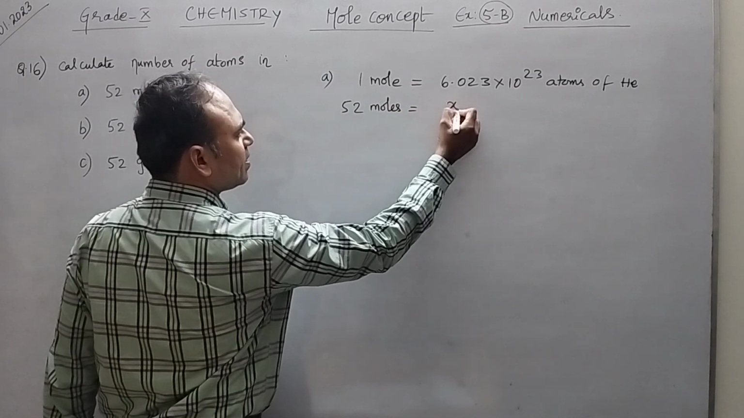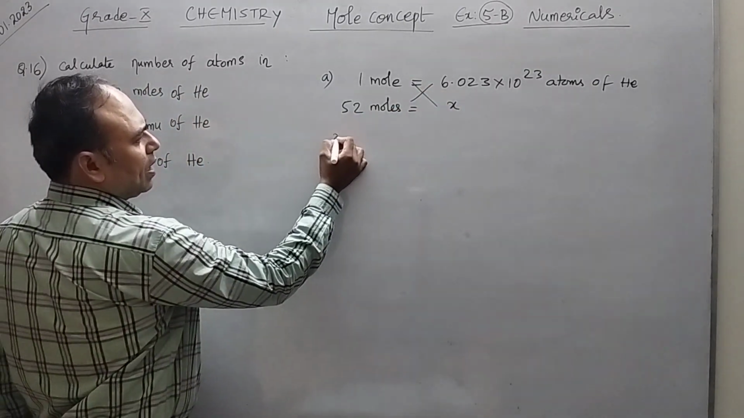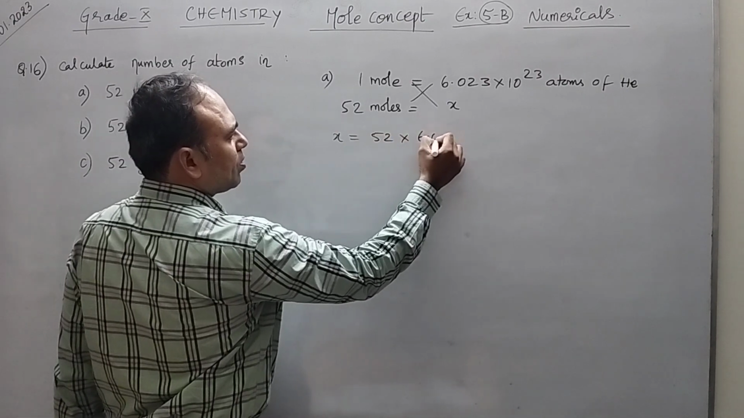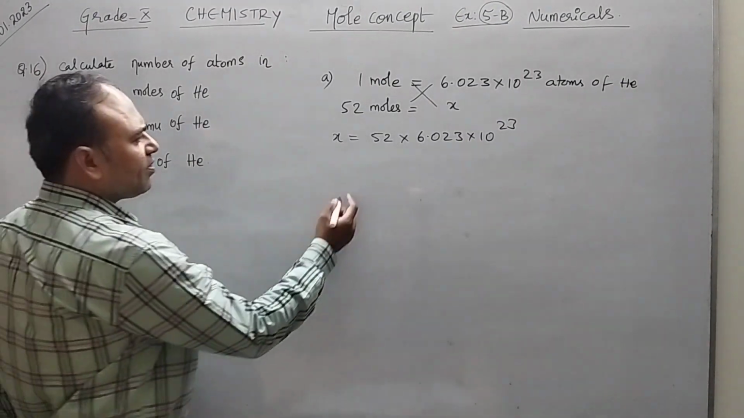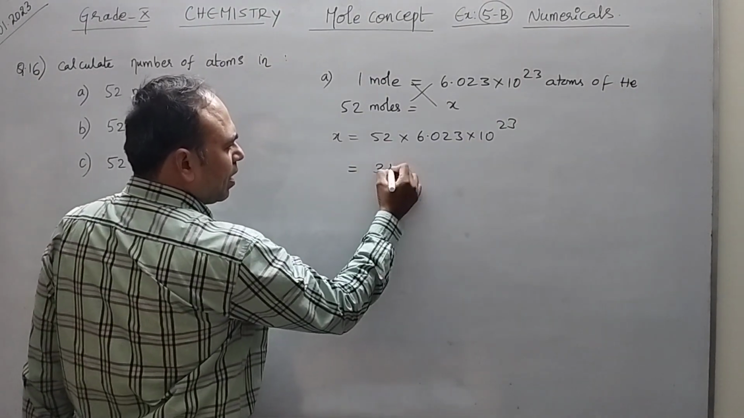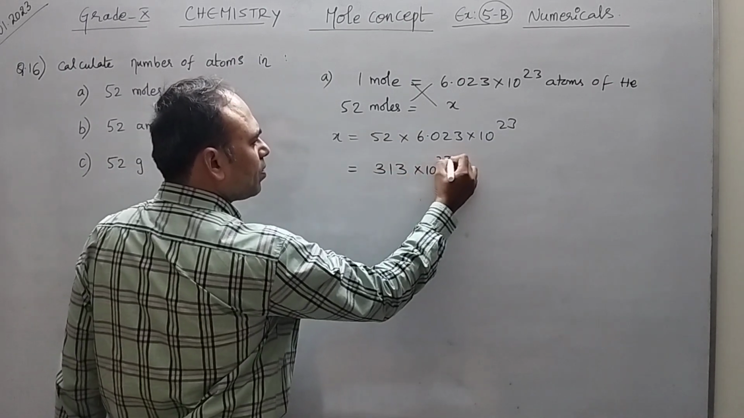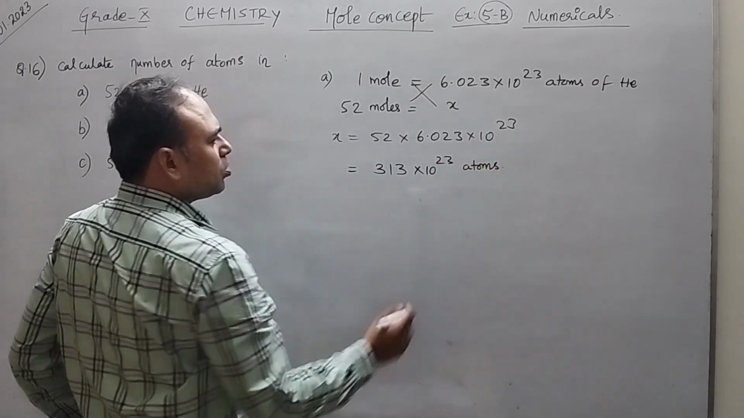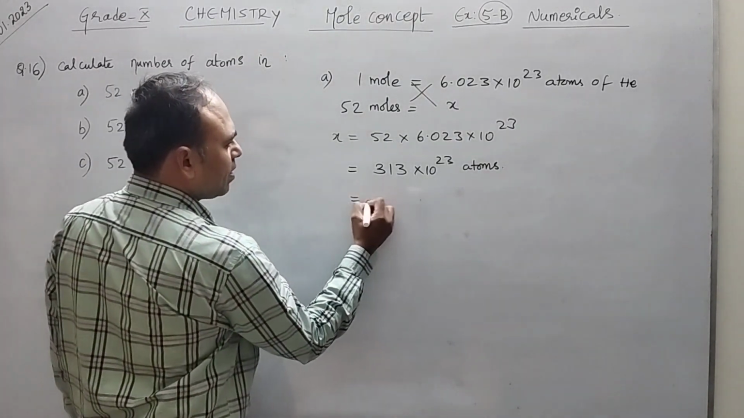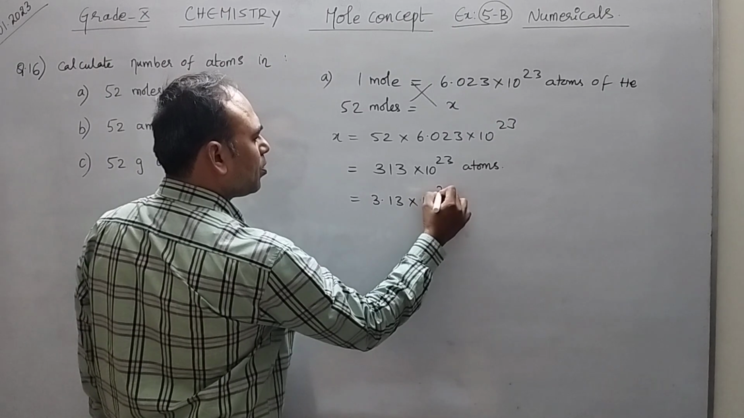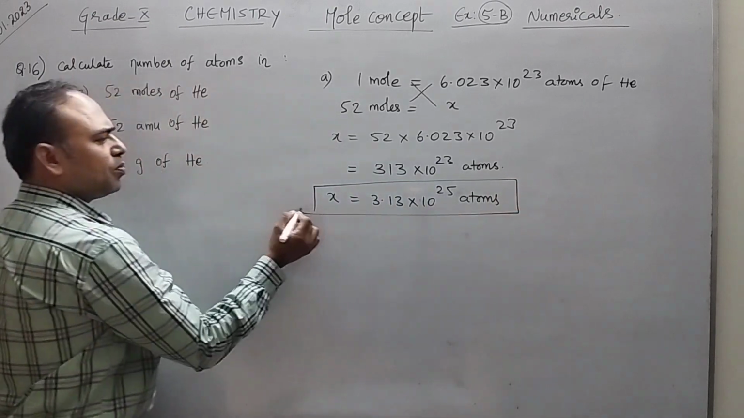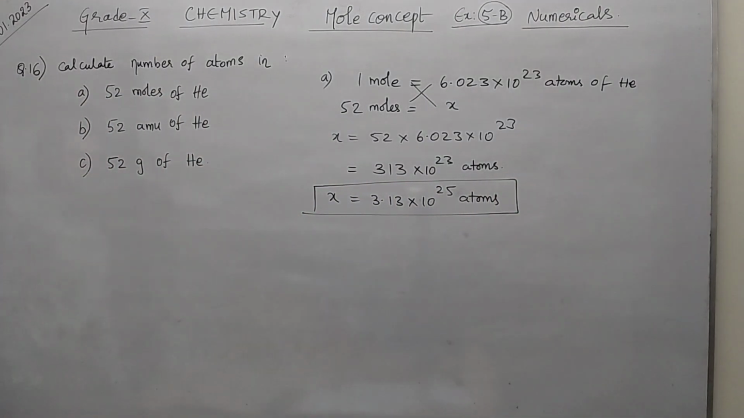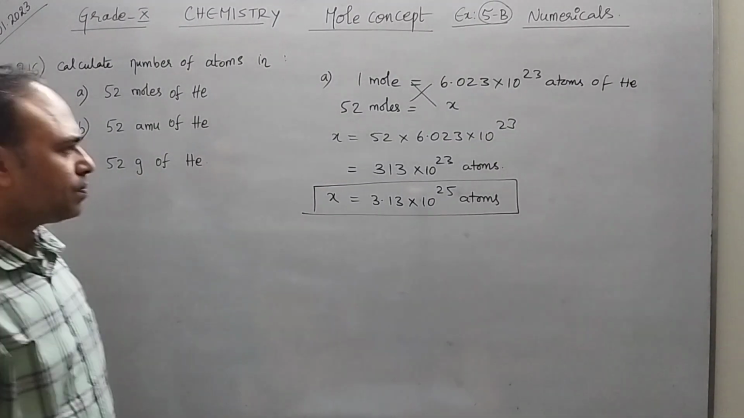So for 52 moles, take it as x and cross multiply. x is equal to 52 into 6.023 into 10 to the power of 23. Hope you have understood this. I have calculated this earlier and I got around 313 into 10 to the power of 23 atoms. To write in scientific notation, we can take it as 3.13 into 10 to the power of 25 atoms. So the x value will be 3.13 into 10 to the power of 25 atoms. For 1 mole we have Avogadro number, so 52 moles I have calculated. So make a note of this.